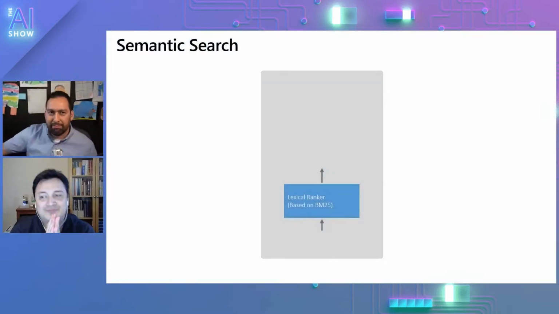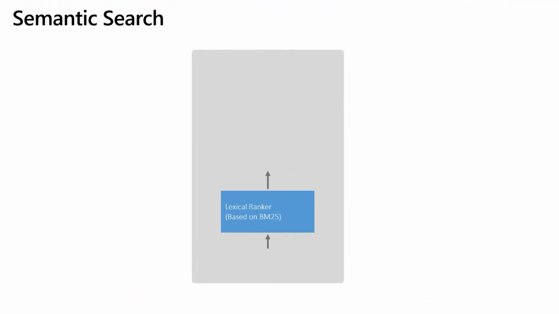I have a diagram that I want to show you, just so that we can get a little bit deeper into how this works. So we have this lexical ranker. Essentially most of the services out there that do search today are based on this type of technology, right? Lexical rankers.